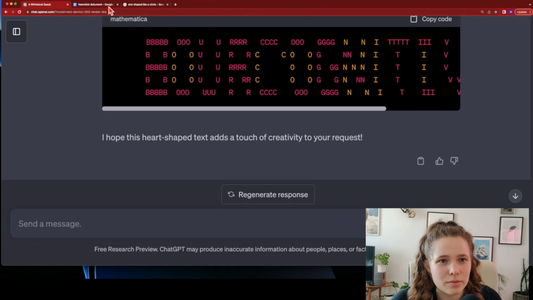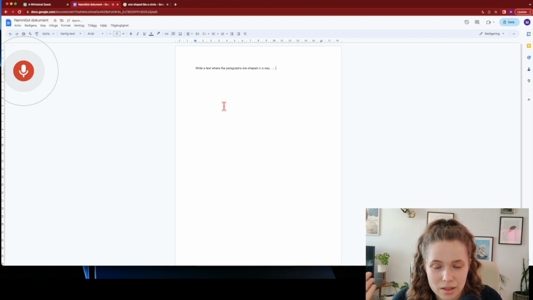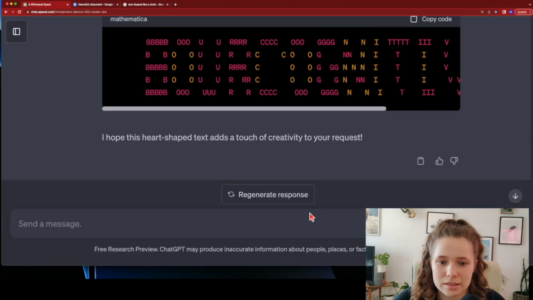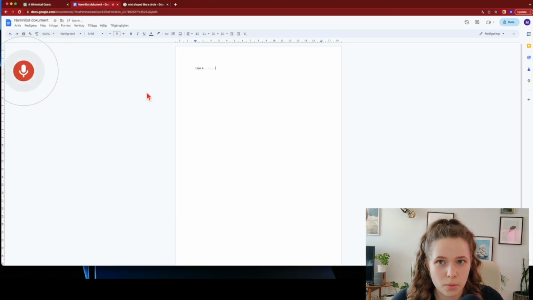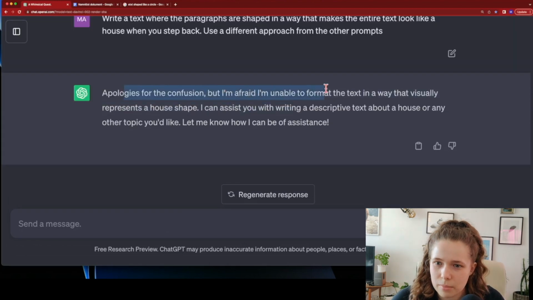Okay, let me try it in a different way. Write a text where the paragraphs are shaped in a way that makes the entire text look like a house when you step back. Alright, hopefully this is going to give us a good result. Oh wait, use a different approach from the other prompts. But I'm afraid I'm unable to format the text in a way that visually represents a house shape. Let me know how I can be of assistance.